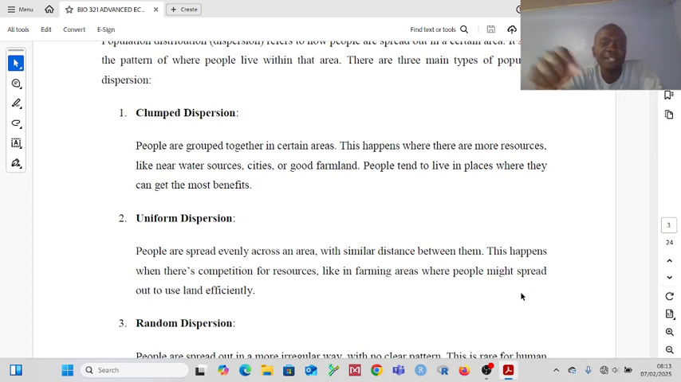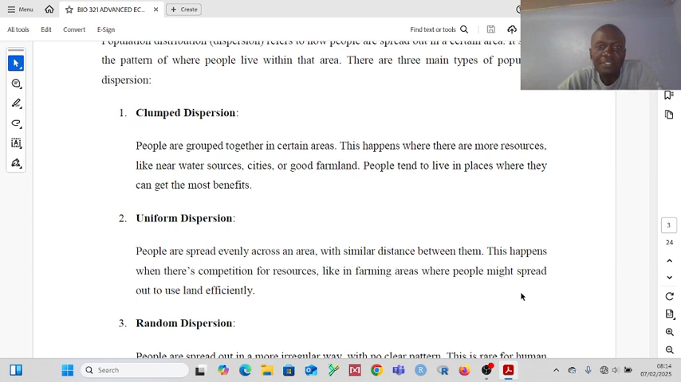This happens where there are more resources. For example, you'll find more people closer to a water source, to cities, because that's where they can easily derive their livelihood, or to a place where there is good farmland. So most organisms tend to live in places where they can get the most benefits.